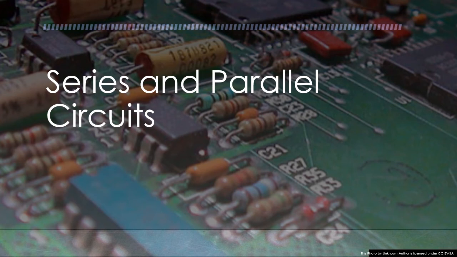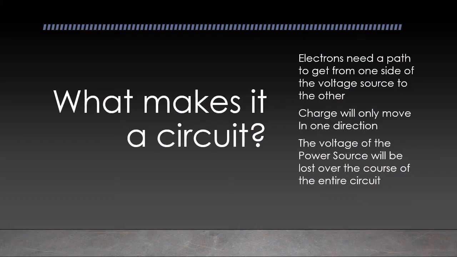So this video is about series and parallel circuits, what goes into them, what makes them up, what are some of their mathematical properties. So the first thing is what makes a circuit. Well, electrons need a path to get from one side of the voltage source to the other. So we're going to consider a battery here. They need a path. There needs to be a wire that connects the two ends.